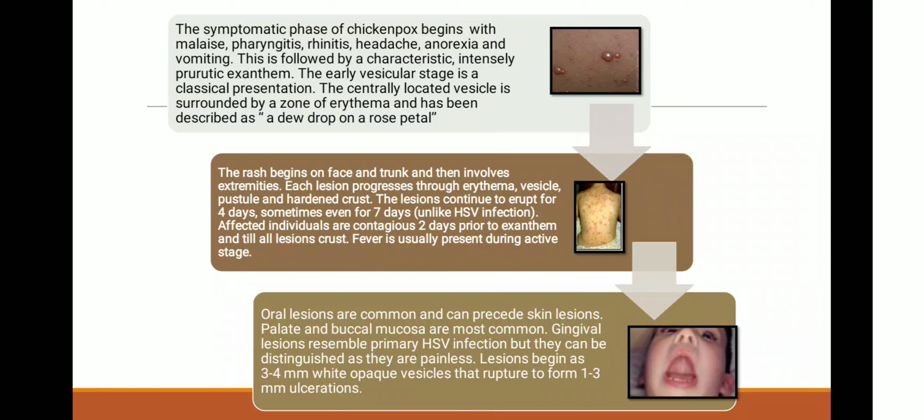Third stage, oral lesions appear and are common and can precede the skin lesions. Lesions resemble primary HSV, but they can be distinguished as they are painless.